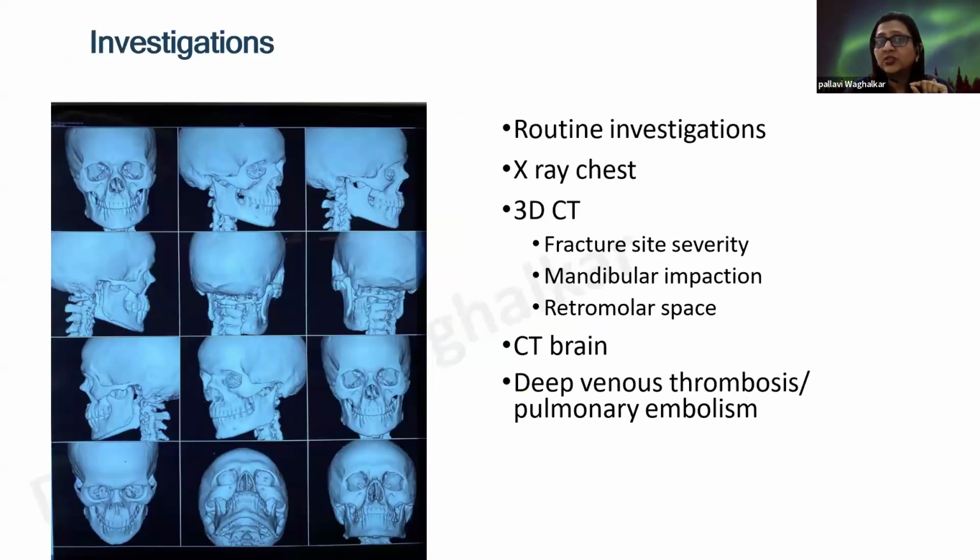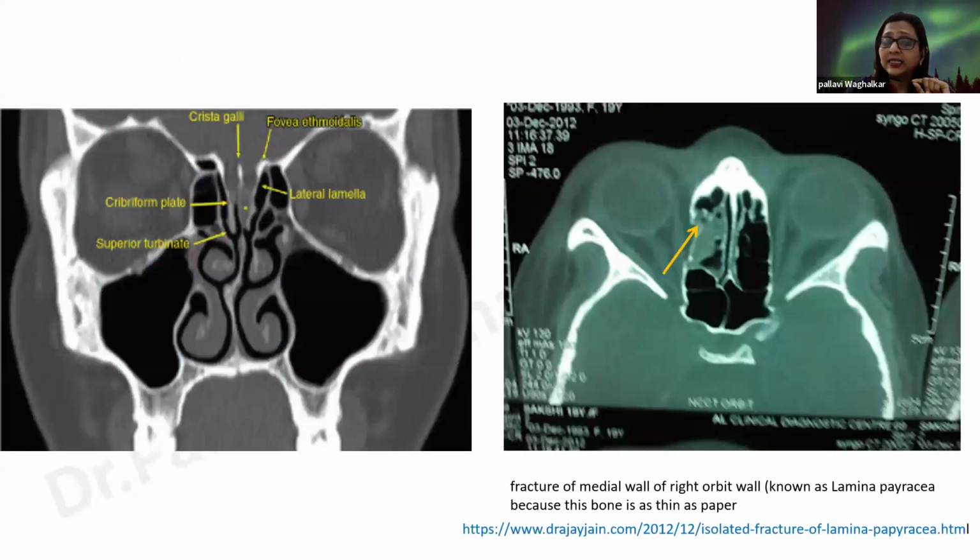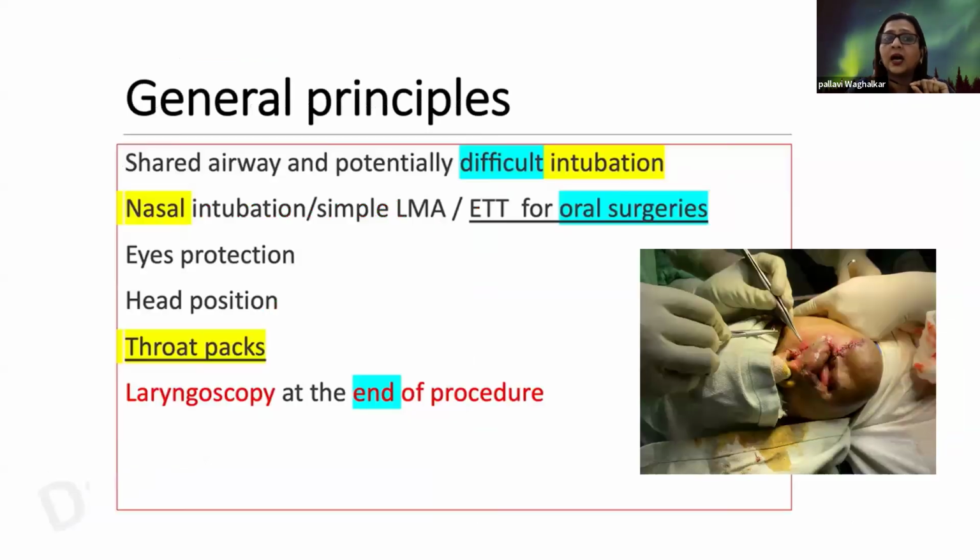For radiological investigation, generally 3D CT is done in these elective cases, which will give us the fracture site and severity, the mandibular impaction, and whether there is a retromolar space for retromolar intubation. Also CT brain in cases of neurological injury. In CT PNS, whenever there is a mid-face fracture, we have to see whether the cribriform plate and lamina papyracea are intact or not, because if not intact, then nasal intubation is contraindicated.